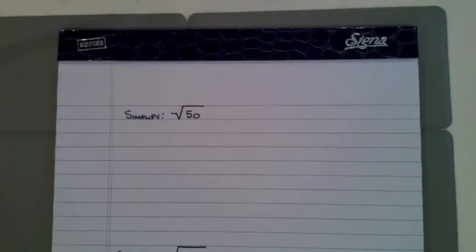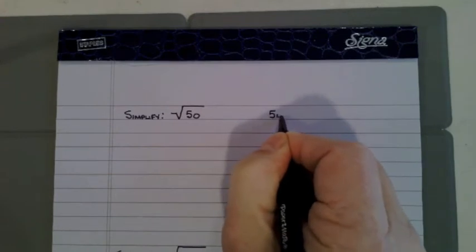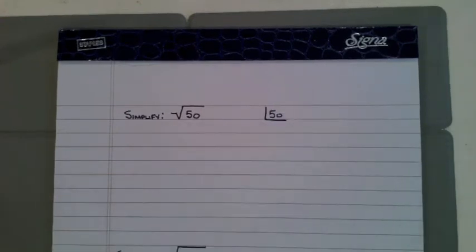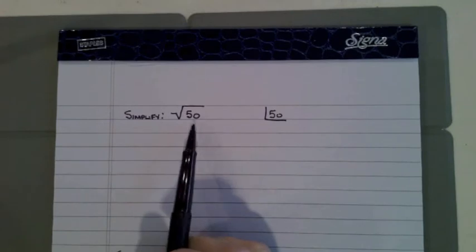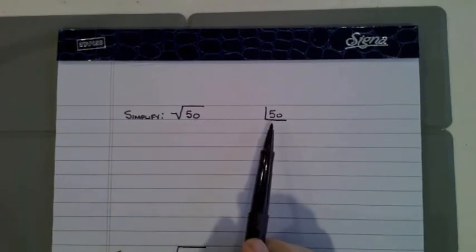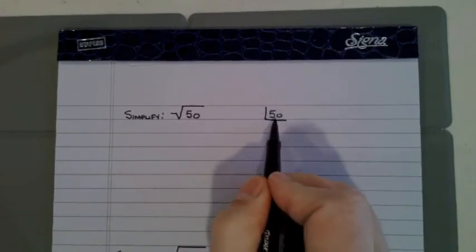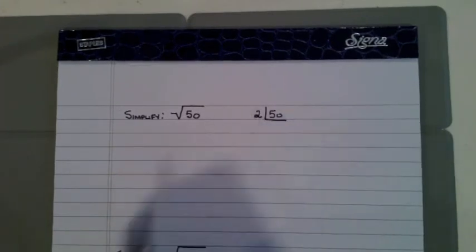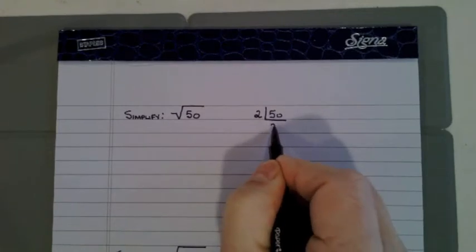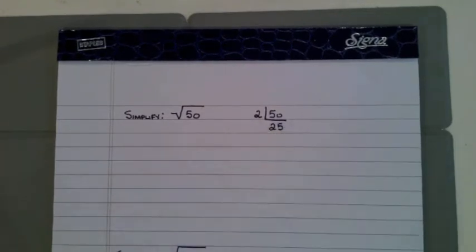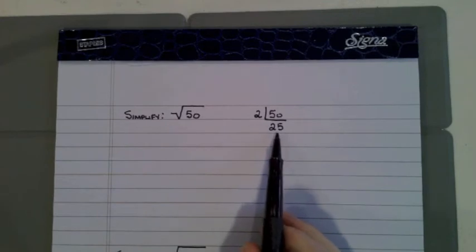Our next example, the square root of 50. Well, 50 doesn't have a whole number square root. If I took my calculator out, typed 50, and hit the square root button, it wouldn't give me a whole number. So that means I need to use upside down division to figure out what this is simplified. I pick the smallest prime number that will go into 50. First off, I try 2. 2 will go into 50 25 times.